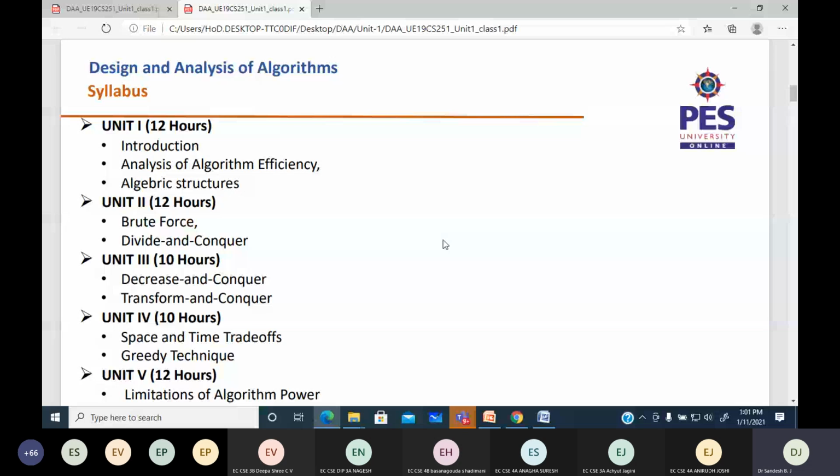In unit 2, one such technique which we start with is brute force. The brute force method is a straightforward approach to solve the problem. It is directly based on the problem statement and the definitions of the concepts involved. So it's a straightforward method which is called the brute force method.